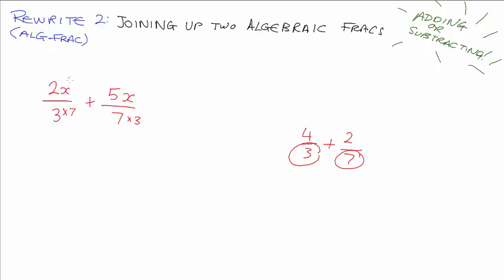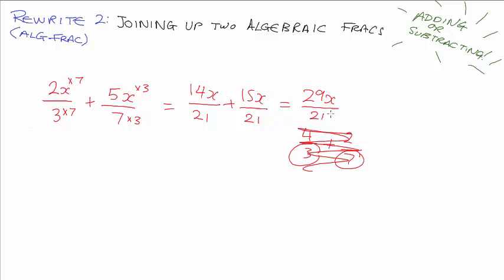So, yeah, obviously we've got to times the tops as well. Hopefully that makes sense for you. So look, 2x times 7 is going to be 14x over 21. 5x times 3 is 15x over 21. Now just add the tops together. So if you see, that's 29x over 21.